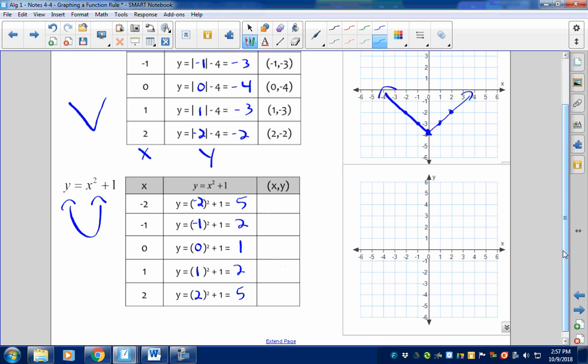What's interesting about this is you should see a pattern. It goes 5, 2, 1, and then back up again: 1, 2, 5. So it looks like this. We have a point at negative 2, 5. Negative 1, 2. 0, 1. 1, 2. 2, 5. And as I connect these dots, I'm keeping in mind that it makes a parabola, or a U shape.